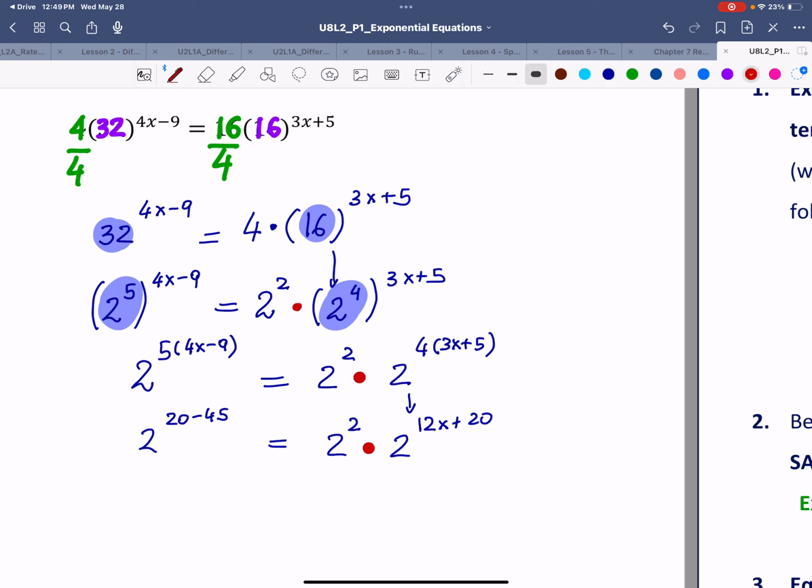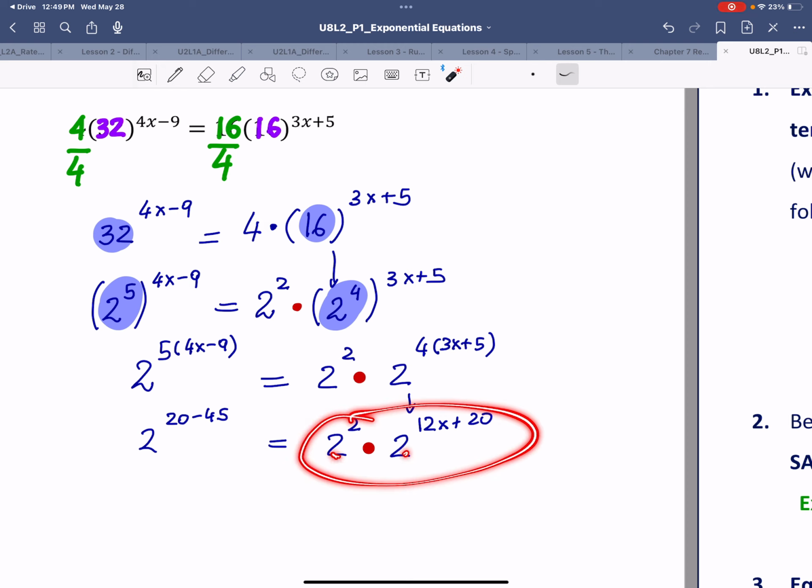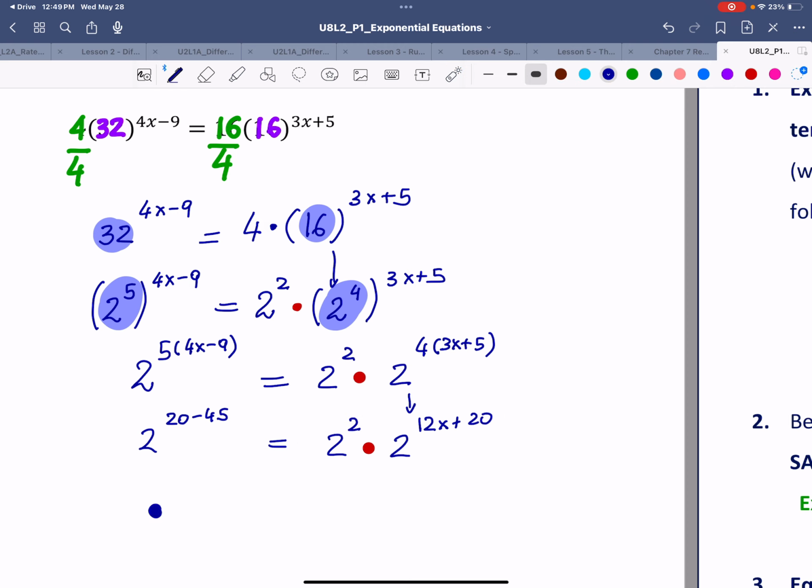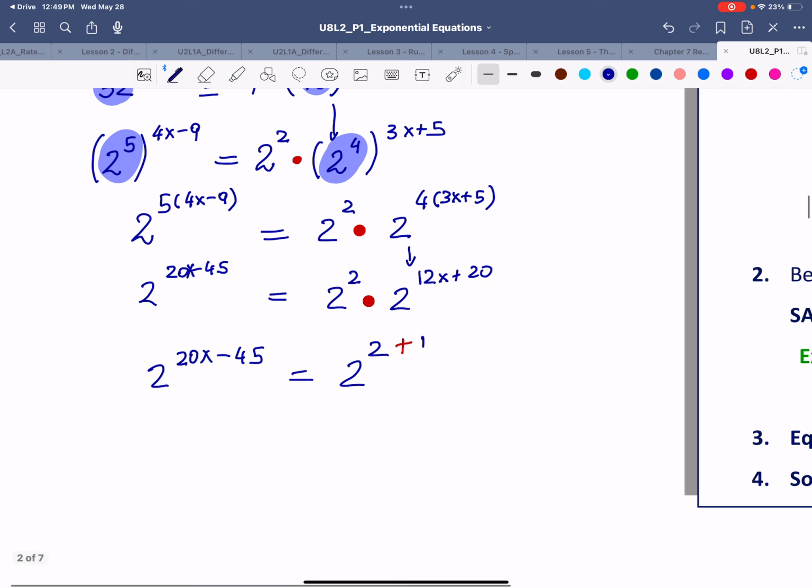Now, it's time to combine these two terms together. They're exponentials of the same base. So the left side is 2 to the power of 20x minus 45, almost forgot that, is equal to 2 to the power of 2. Because of the product rule, we are adding the exponents, and that will become 12x plus 20. And now we have the exact same bases on both sides.